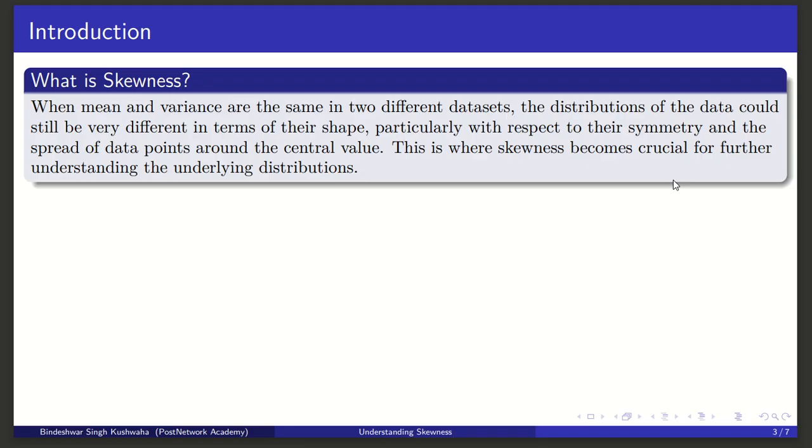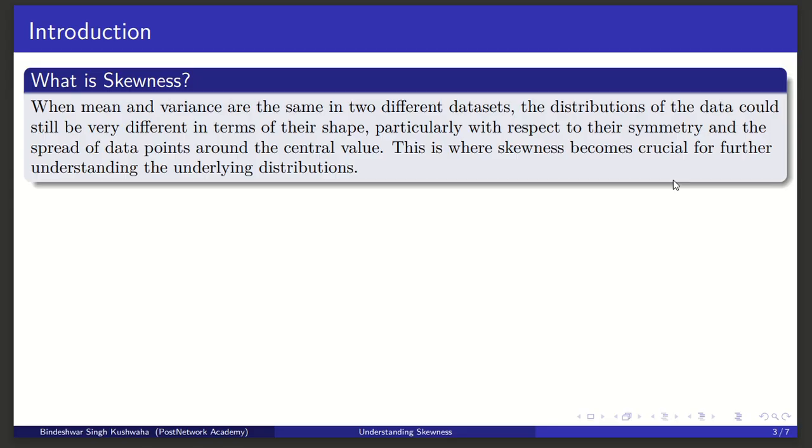So let us understand what is skewness. What happens when mean and variance are the same in two different data sets? The distributions of the data could still be very different in terms of their shape, with respect to their symmetry and the spread of data points around the mean. This is where skewness becomes crucial for further understanding the underlying data set distributions.